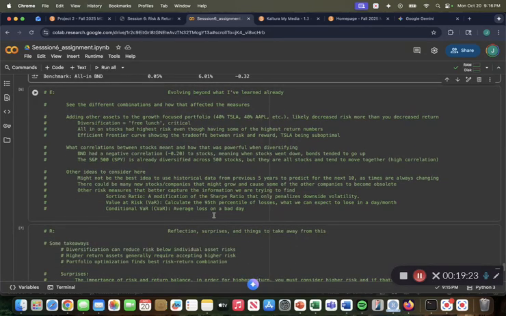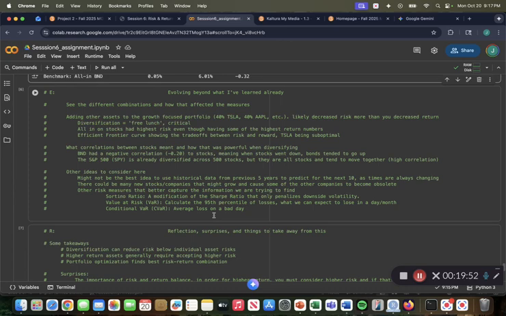And then some other applications we can evolve this to include adding other assets to the growth focused portfolio, which likely decreases risk more than it decreases return, because as we diversify our portfolio, it becomes less risky. There's less of a worry of putting all of our money in one stock and then that one stock dropping and losing all of our money. And then diversification, like we already said, is very critical.